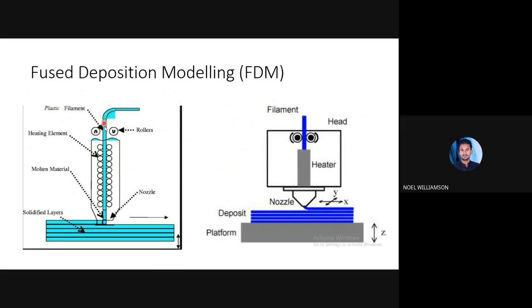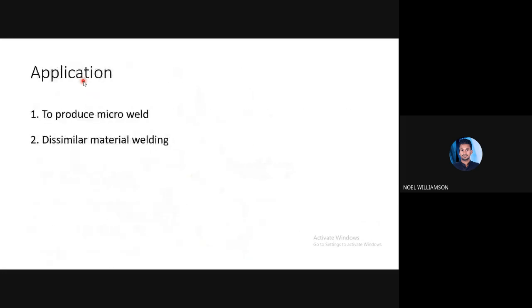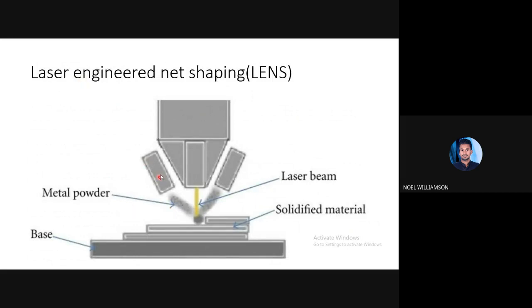In the laser engineered net shaping process, what we use is metal powder, that is, the material for the end product in powder form. So metal powder is used against the filament in fused deposition modeling. That is the main difference. So you can see here, you have two setups. This is only a diagrammatic representation.